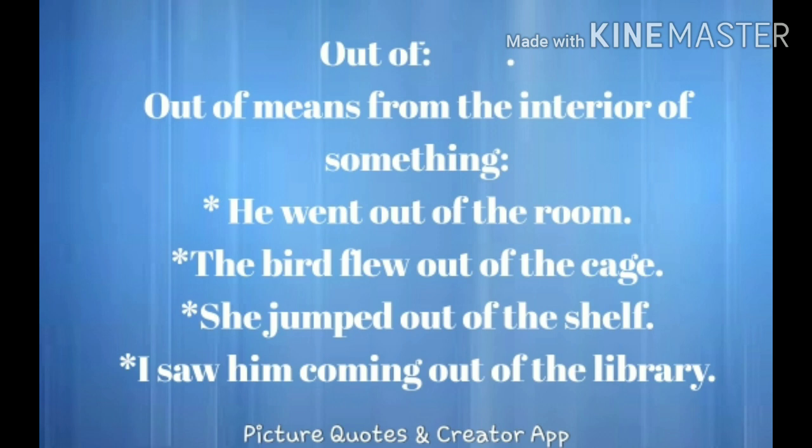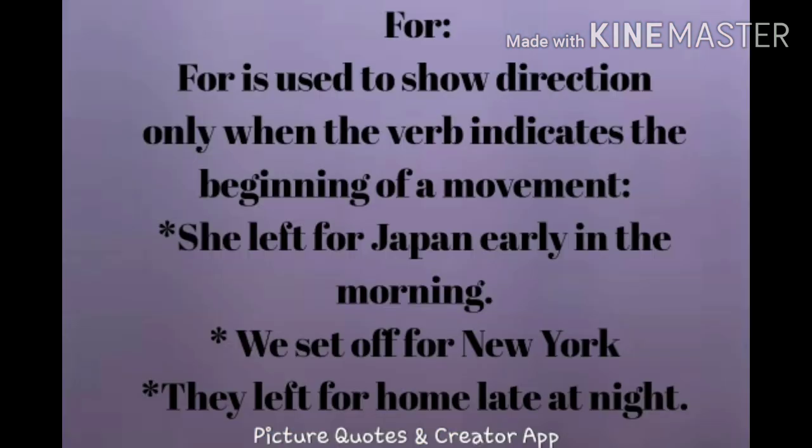In such sentences, to show the interior part, we use "out of" to indicate that something is taken out of or moved from the interior part. To show that, we use out of. The next preposition is for.